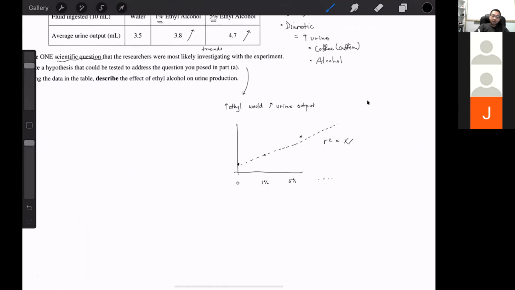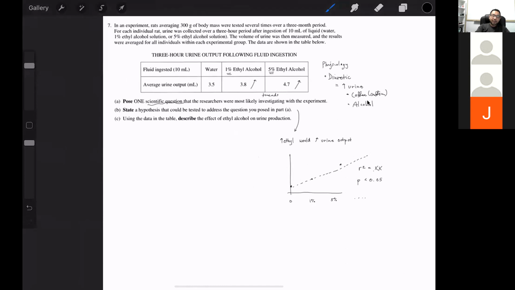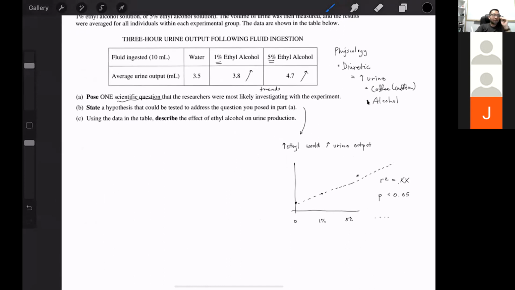We'll get some sort of R-squared value, and we would also get a p-value, hopefully less than 0.05, to indicate that there is in fact a significant correlation. So that's something to think about when you guys are looking at any investigations in science. So for the effect of alcohol on urine production, we just have to say that there's a trend of increasing urine production as a result of increase in ethyl alcohol consumption.